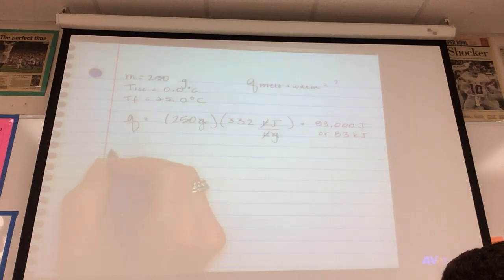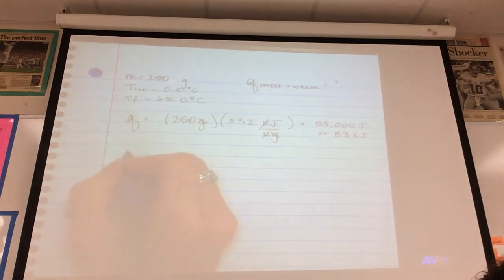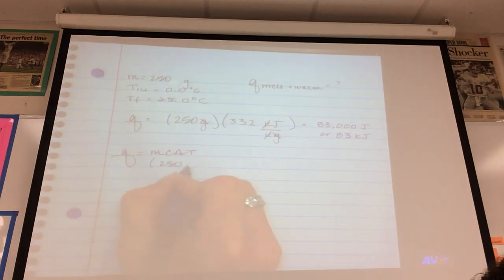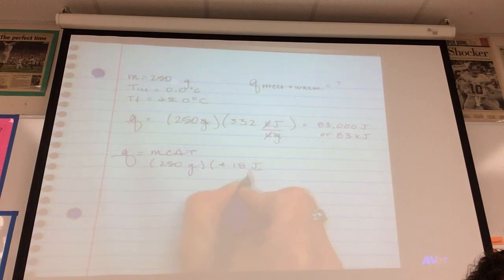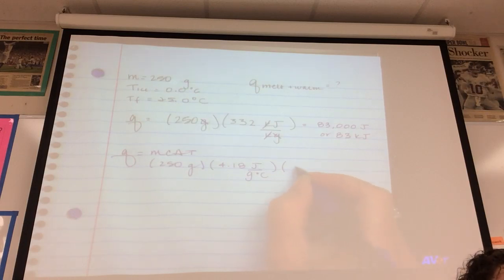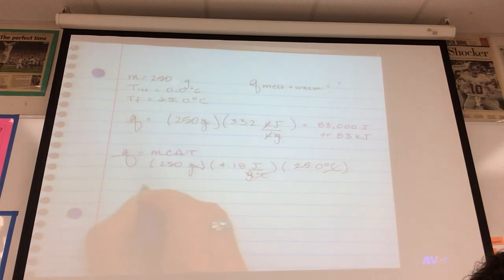Use the formula m c delta T. Okay. Same mass. Specific heat is 4.18 joules over grams degrees Celsius, and delta T would be 25. How do you get delta T? Final minus initial. So 25 minus 0? Going to be left in a unit of joules.